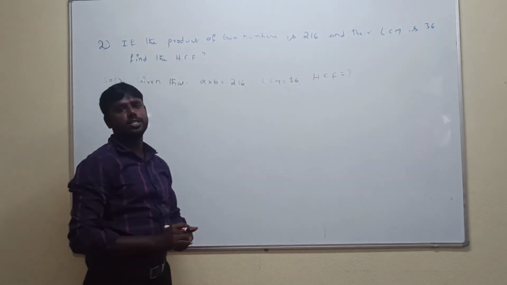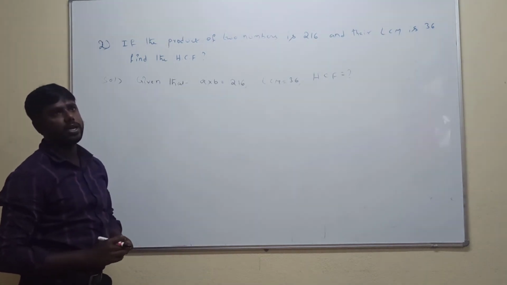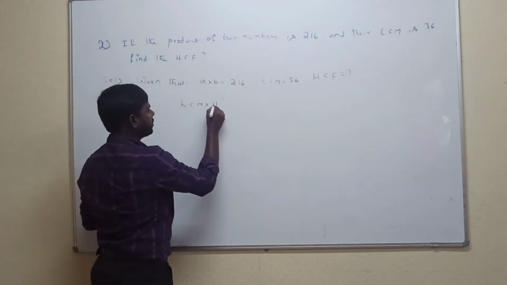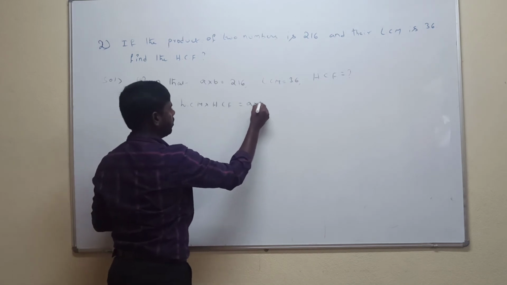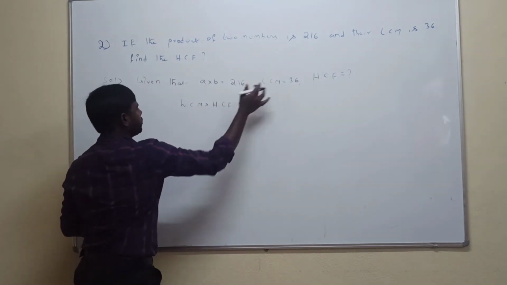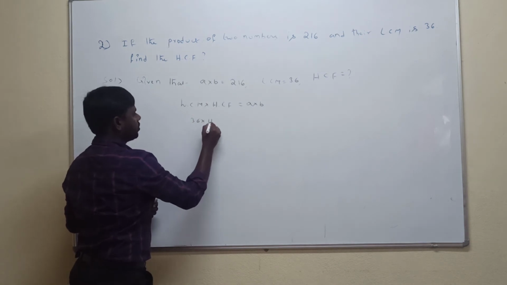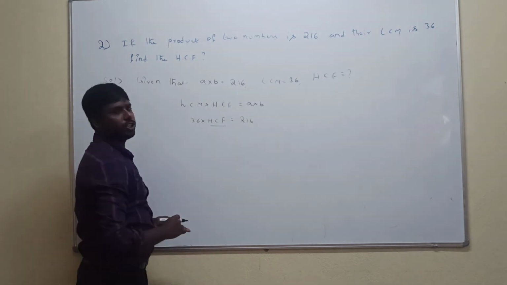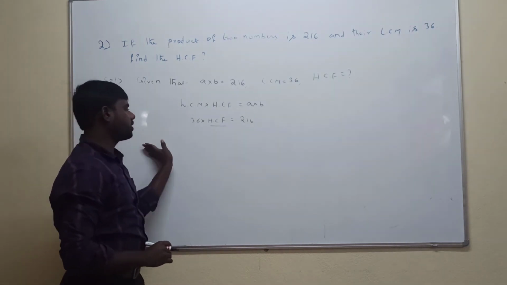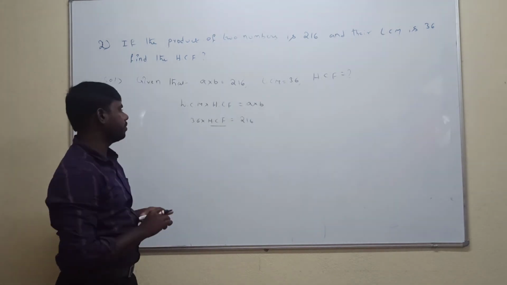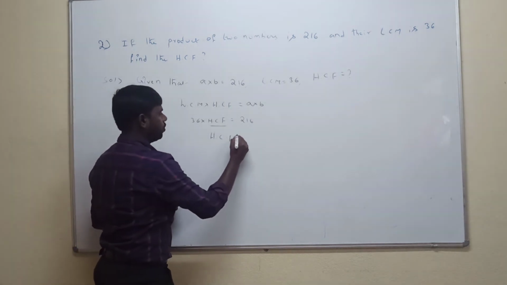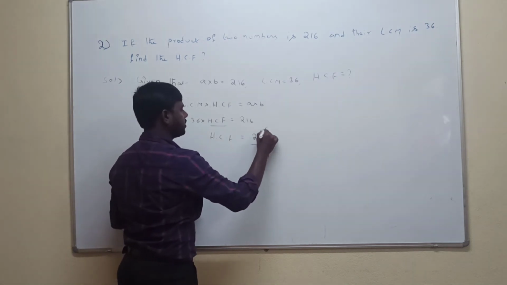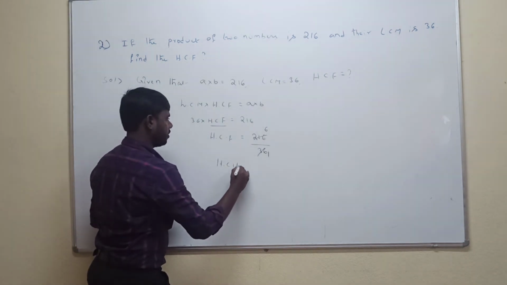Now apply the relation between the LCM and HCF: the product of the LCM and HCF is equal to A cross B. Substitute the values. The LCM value is 36, the HCF value is not given, and A cross B is 216. To calculate the HCF, the 36 goes to the right side, into the denominator. So the HCF is equal to 216 by 36. 36 ones are 36, 36 sixes are 216. So the HCF value is 6.